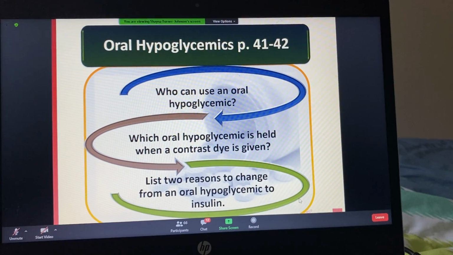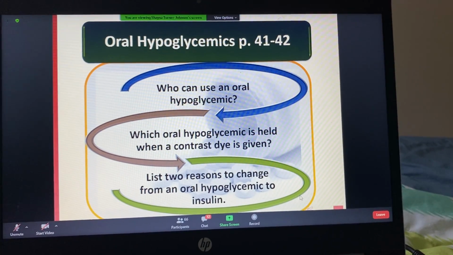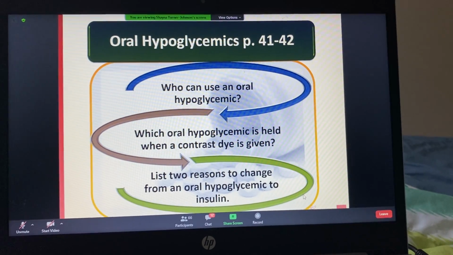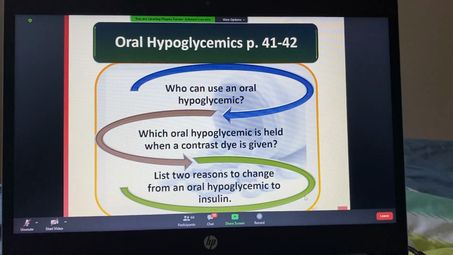Why might we change a type 2 diabetic from an oral hypoglycemic to insulin? Why might we do that?